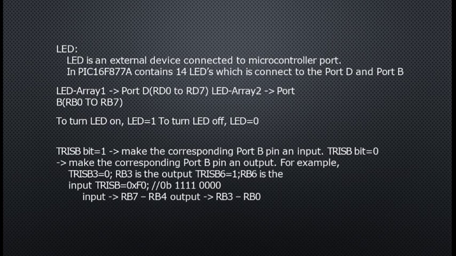TRISB bit equal to 1 makes the corresponding port B pin an input. TRISB bit equal to 0 makes the corresponding port B pin an output. For example, TRISB3 equal to 0: RB3 is the output. TRISB6 equal to 1: RB6 is the input. TRISB equal to 0xF0: RB7 to RB4 are inputs, RB3 to RB0 are outputs.